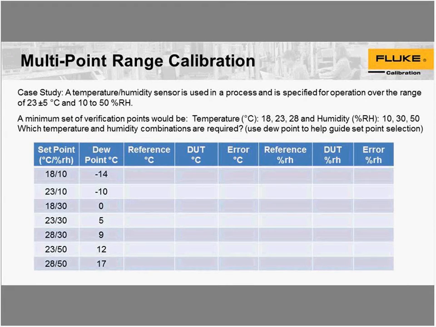So the verification points would be to verify or bracket these ranges, and because it's relative humidity, now it gets complicated: which temperature and humidity combinations do we need to measure? To help with that, what we've been using is we calculate the dew point equivalent of the temperature and humidity combination, and we use dew point to guide us. So make sure that we're measuring at the lowest dew point, and then we also make sure we're measuring at the highest dew point to help bracket the range.